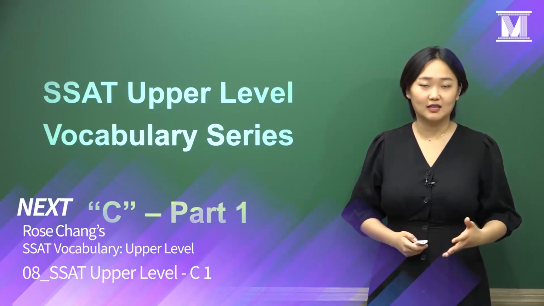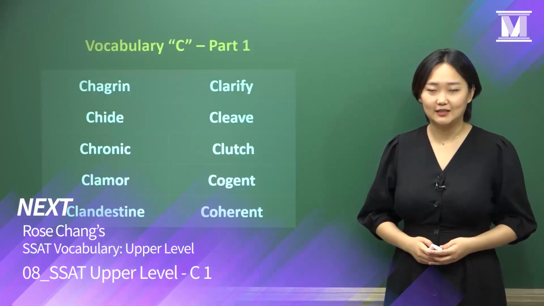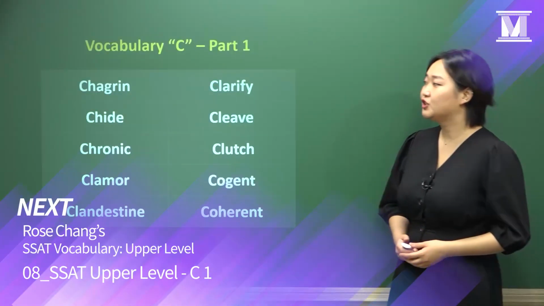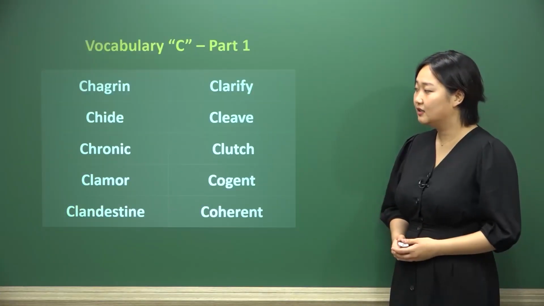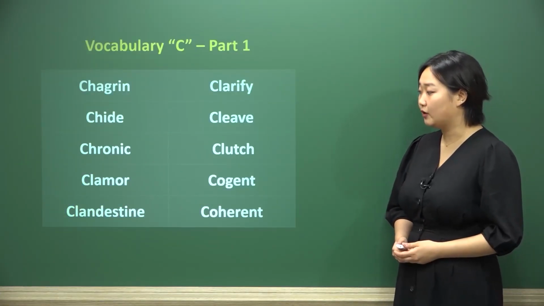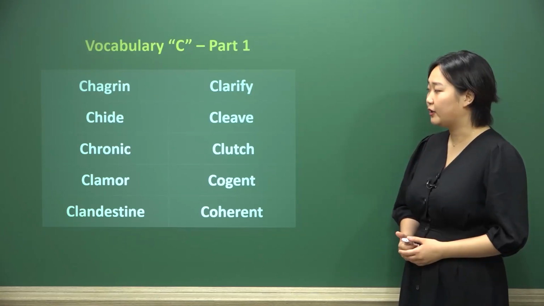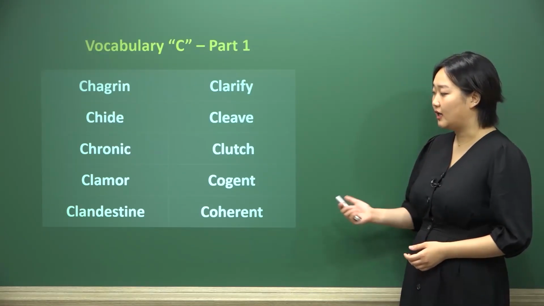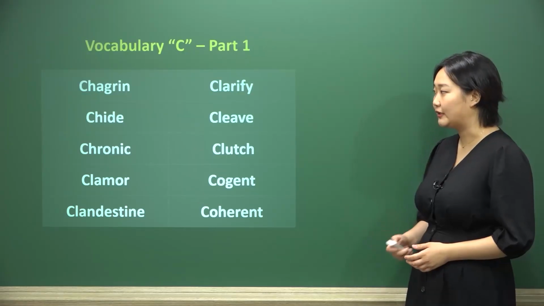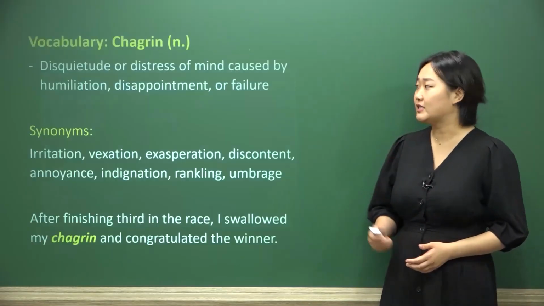Let's go ahead and take a look at the 10 words and say them out loud together so we know how to pronounce them. Chagrin, chide, chronic, clamor, clandestine, clarify, cleave, clutch, cogent, and coherent. So let's start with that first one, which is the word chagrin.